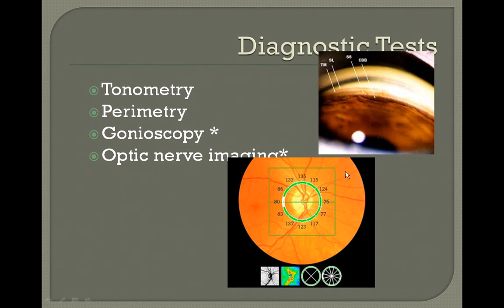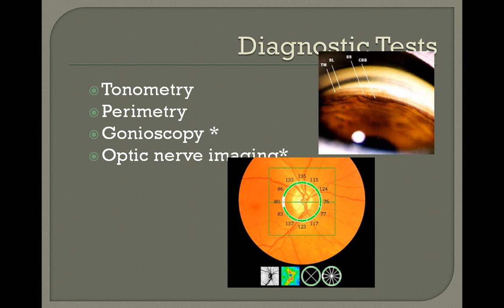Gonioscopy is what you see here. This top picture is an image of gonioscopy. This is used for patients that typically have high intraocular pressures, and this test is done to determine if the angle is open or closed. Gonioscopy may be done in addition to tonometry, because tonometry is only going to tell us if the person has increased pressure. Once we know the person has increased pressure, then we have to determine if the angle is open or closed, and gonioscopy can tell us that.